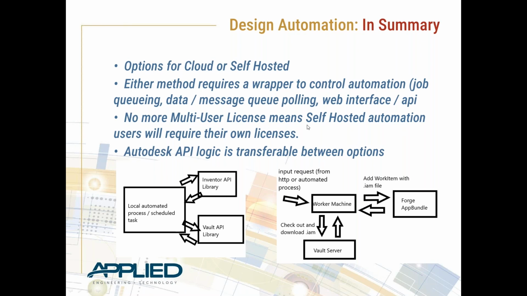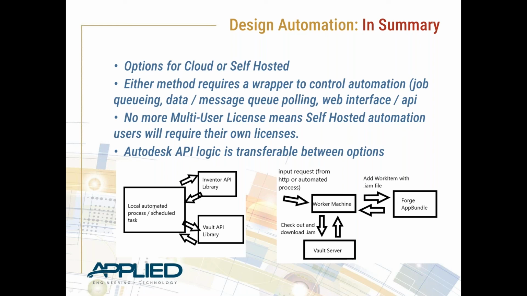The benefit though is that the actual API logic is transferable between options. So if you have some iLogic rule that you really like, it runs well, you can start your automation with some local machine just to test it out, get it all started, and then later you could put that API code up on a Forge app bundle and pretty much run it the same way. It's just instead of calling a Marshal to Inventor, you would just do your Forge API calls. So it's nice that you could switch between the two if you needed to.